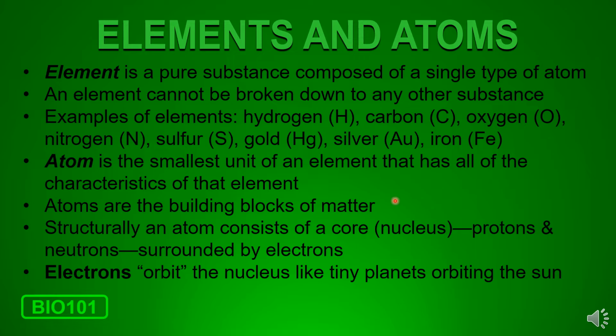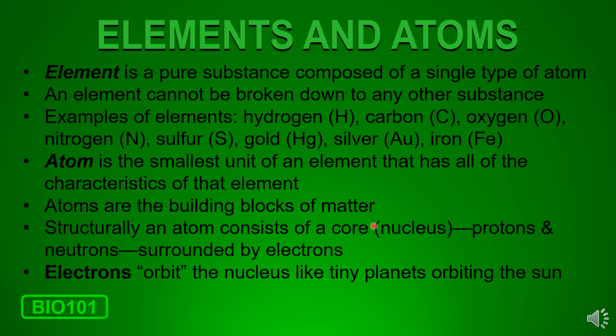So an atom is the smallest unit of an element that has all the characteristics of that element. An element is the thing, gold or hydrogen. An atom is the physical representation of the thing, a gold atom or a hydrogen atom or a carbon atom. Okay, it's the smallest unit of an element that has all the characteristics of that element. Atoms, you've heard this before, are the basic building blocks of all matter, be it living or non-living. Everything is composed of atoms.